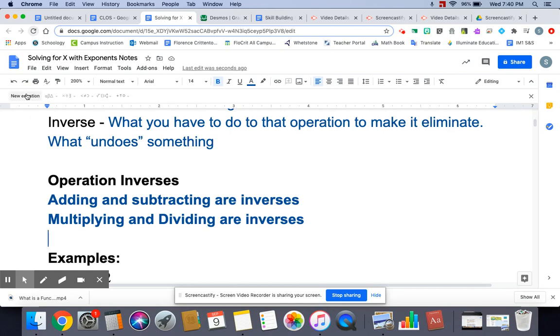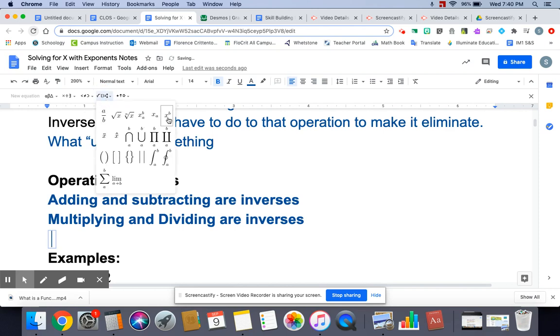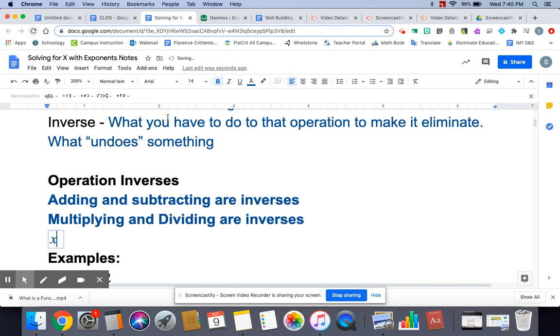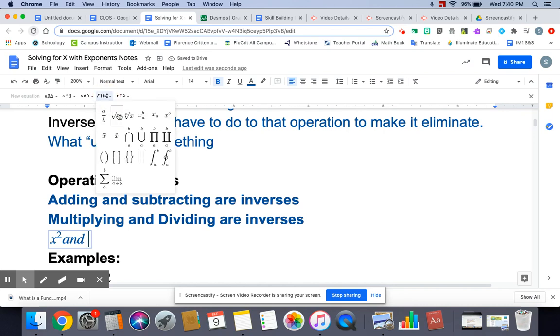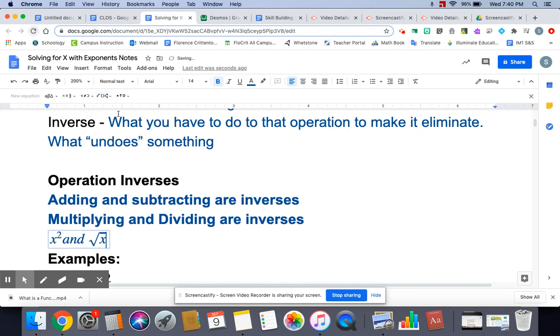So basically, the one you want to focus on today is x squared. What undoes x squared? What do you think? What's your guess? The square root. So the square root of something and x squared undo each other. They are inverses. I'm just going to show you that real fast.